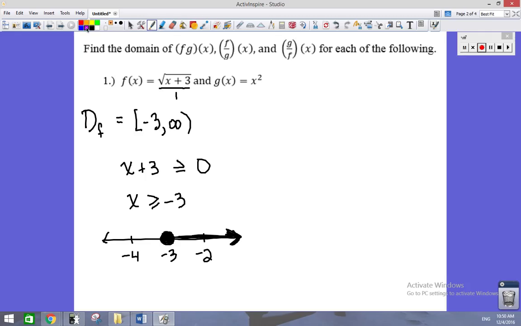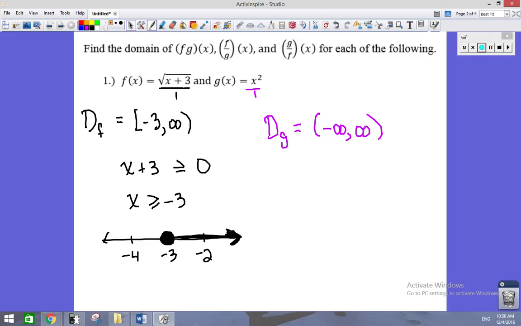Now let's find the domain of g. Well, for the domain of g, I don't have any variables in the denominator, and I don't have any square roots. So remember, the domain is a set of all real numbers, excluding any values that cause division by 0. Hey, I don't have to exclude anything there. And then also excluding any values that cause us to take the square root of a negative number. I don't have to exclude anything there. My domain for g is all real numbers.